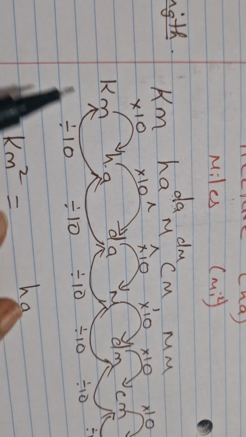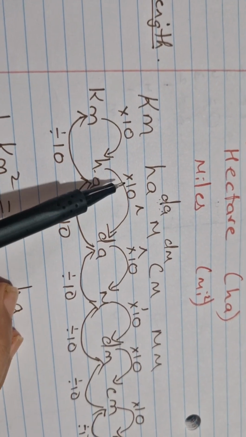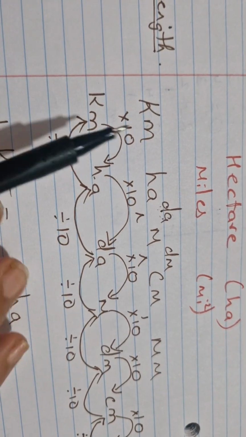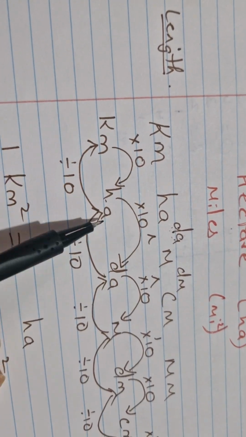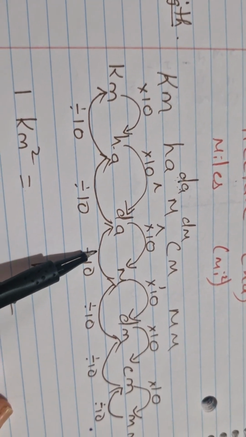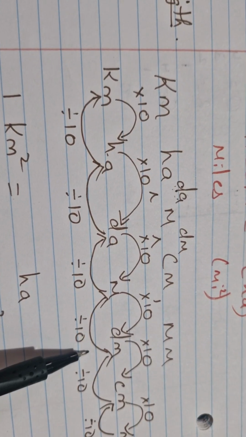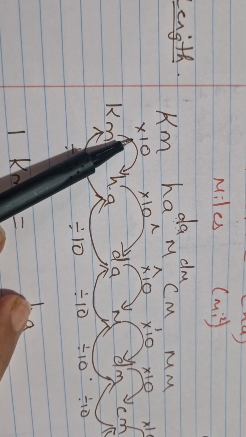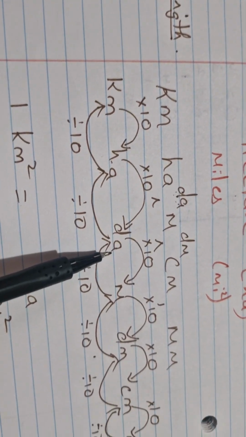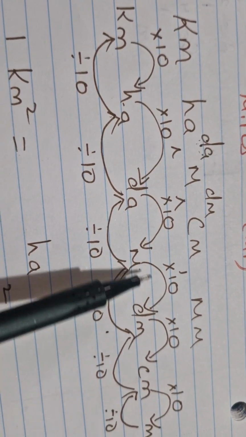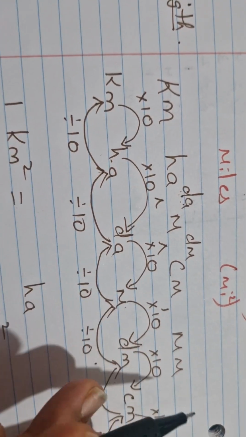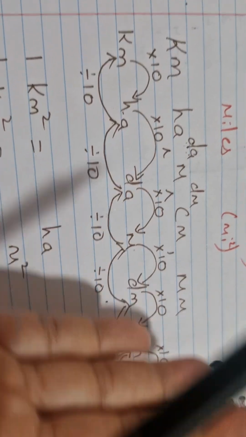Now just remember that between each unit there is a factor of 10. We can say we are multiplying with 10. So to find kilometer to hectares, or hectares to decameters, or decameters to meters, meters to decimeters, we are multiplying with 10 each time. So 1 kilometer is 10 hectares, 1 hectare is 10 decameters, 1 decameter is 10 meters, 1 meter is 10 decimeters, and same thing going down.